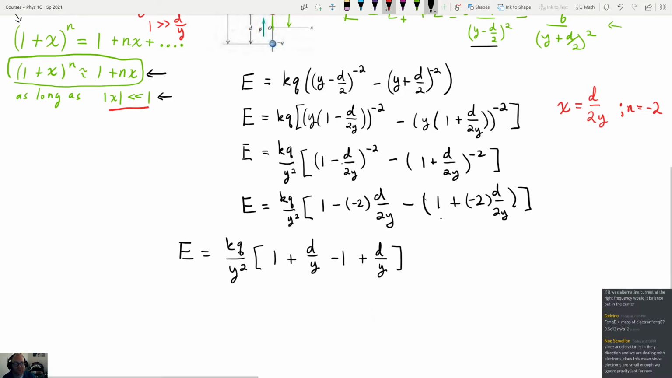And now things are really simplifying nicely because the 1 and the -1 cancel, and the d over y's can be grouped together. So we get a final expression that the electric field of a dipole on axis is going to be k times q times d divided by y squared. Oh, cubed. Y cubed.